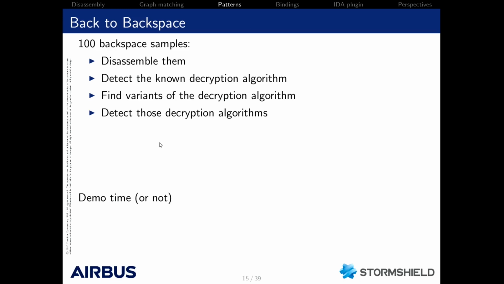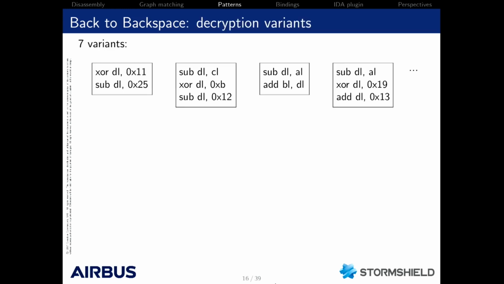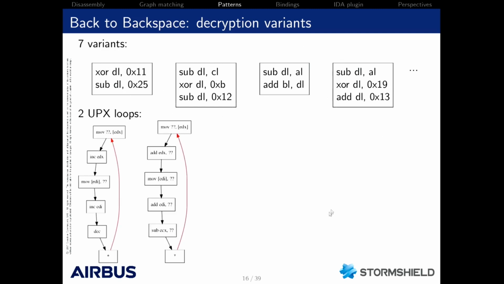Back to the slides. What we saw is that we found 7 variants of backspace. There was the first one with XOR 11 and sub 25. There was another one that we saw, then 5 other patterns. We also found out that some binaries are packed with UPX, and we wrote a quick signature for these files. We matched them.